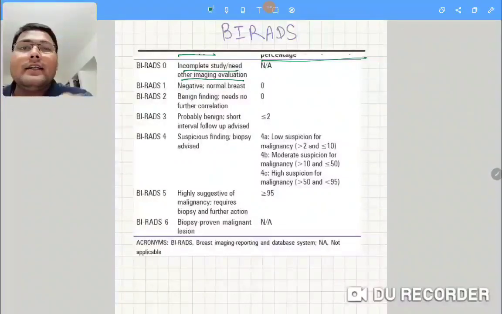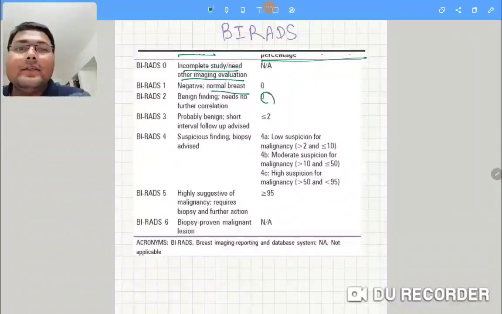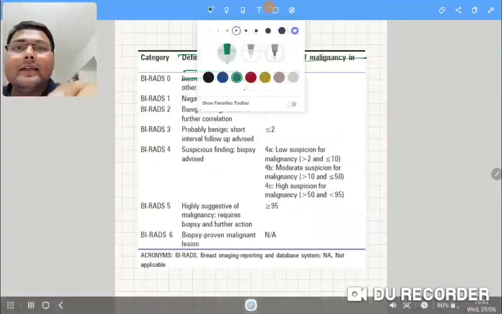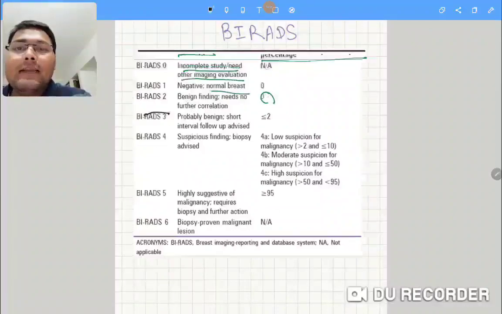In BI-RADS 1 it is negative, a normal breast, absolutely normal breast. There is no risk of malignancy, 0% risk. In BI-RADS 2 there is a benign finding, no need for further correlation, and here also there is a 0% risk of malignancy, right? 0% risk of malignancy.